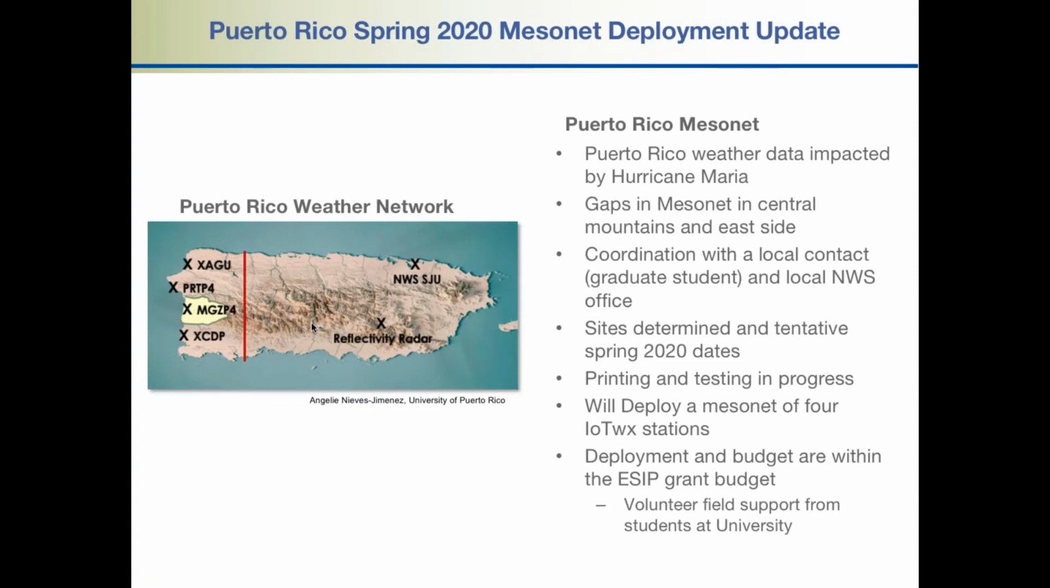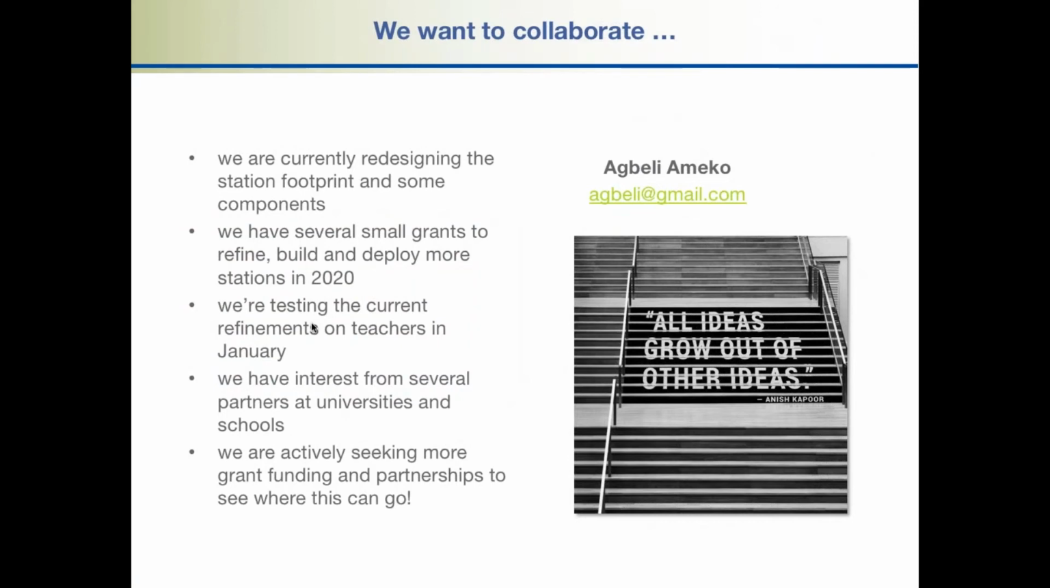And lastly, we would like to collaborate. We still have a ways to go in terms of completing and finishing the testing and working on various different aspects. We are currently redesigning the station footprint and some of the key components of the station, especially with respect to the electronics. We have several small grants to build and deploy these stations in 2020. So part of the goal of this year is to get to deployment and to burn these stations in and get them out there in the field and deployed with a smaller footprint.